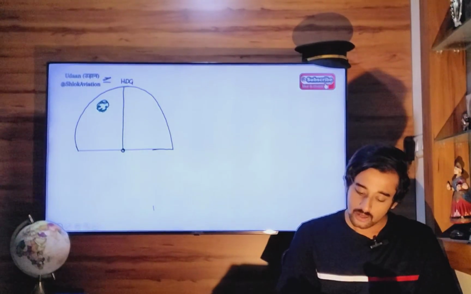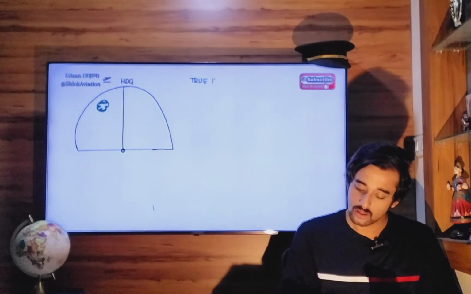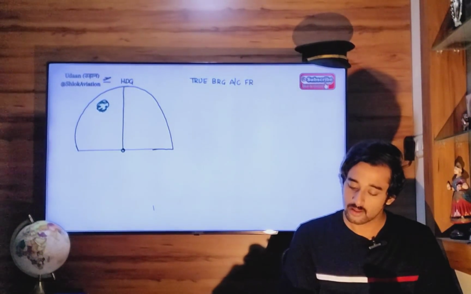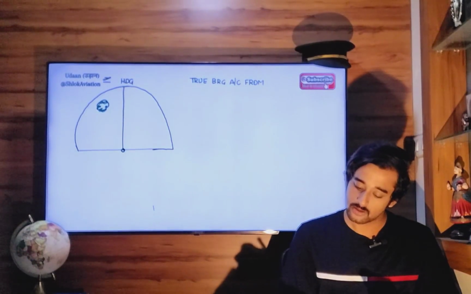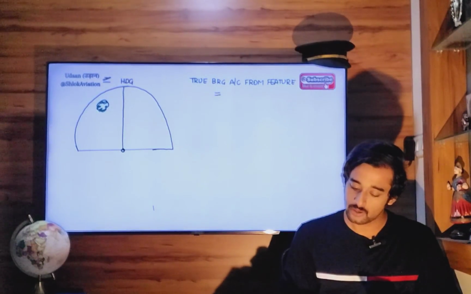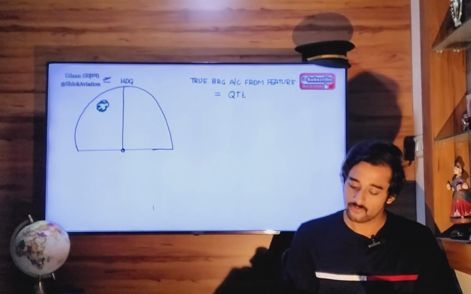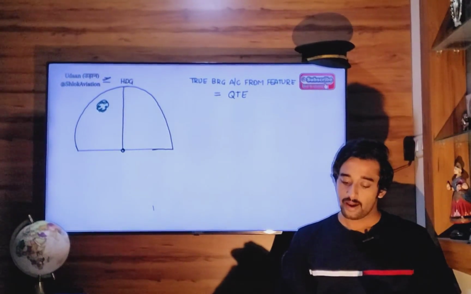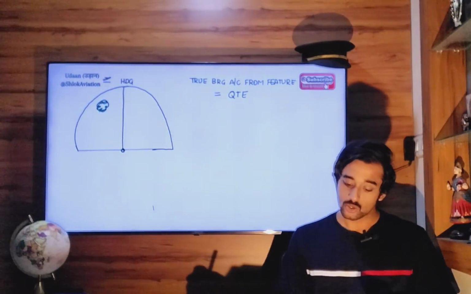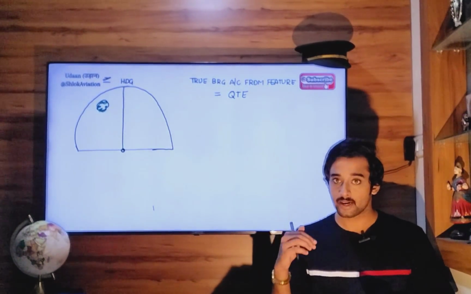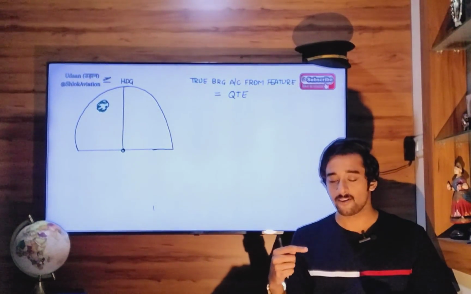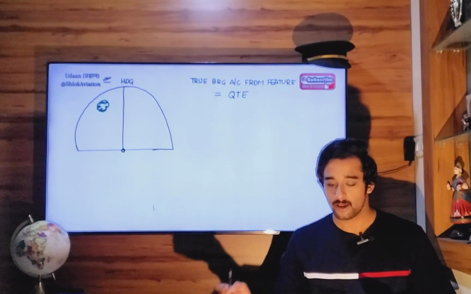That means true bearing of aircraft from the ground feature. So from something, that means we have to find out QTE. Okay, QTE. Magnetic bearing of aircraft from this feature will be QDR. True bearing of aircraft towards this feature will be QUJ. Magnetic bearing of this aircraft towards this feature will be QDM.